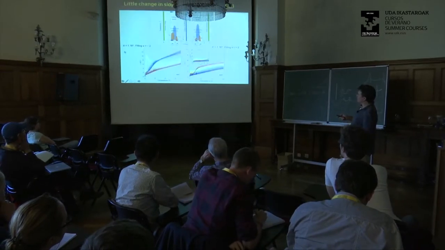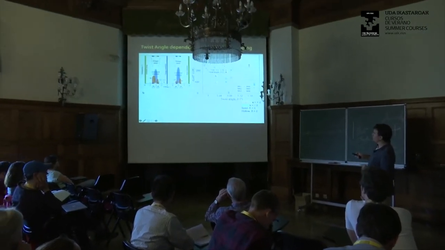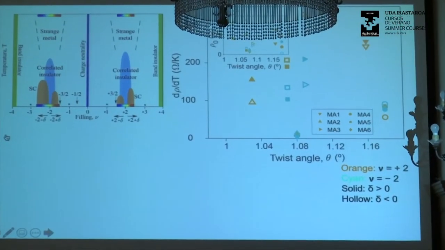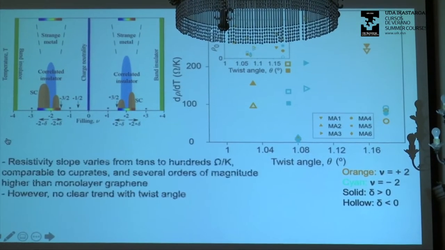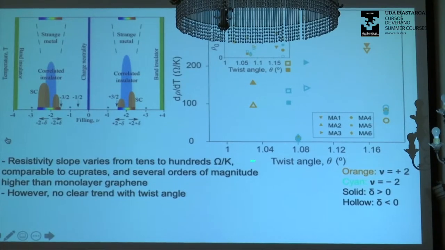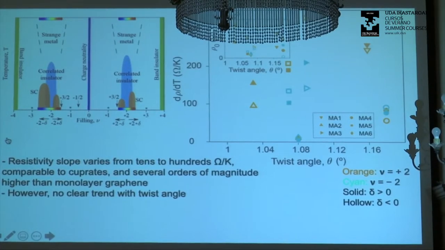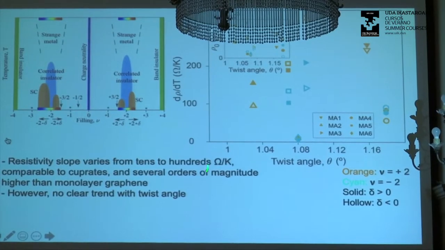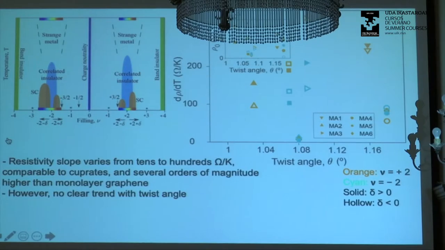One more thing I wanted to say is, it's not just that this behavior is linear. If you look at the actual value of the slope, which we plot here versus twist angle for different devices, these values of resistivity, the slopes, are extremely high. They vary from tens to hundreds of ohms per Kelvin, which is comparable to, in fact, quite a bit higher than for the cuprates, when you normalize the cuprates so that you have two-dimensional resistivities. And in particular, they are four orders of magnitude higher than the slopes of the resistivity in monolayer graphene. Okay?